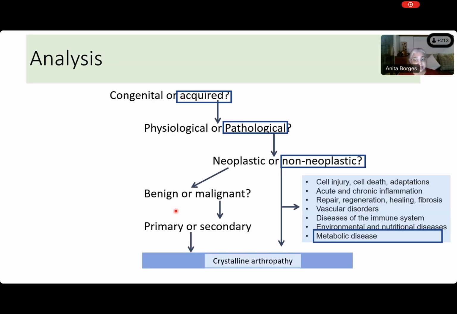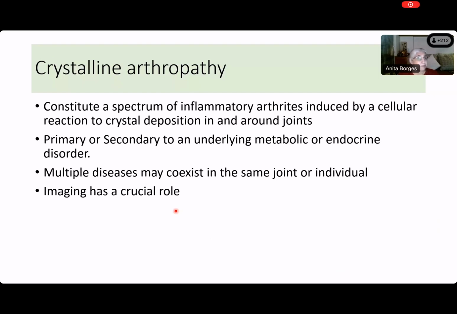It is a crystalline arthropathy, and gout is one of the most common variants of a crystalline arthropathy. So what are these crystalline arthropathies? They constitute a spectrum of inflammatory arthritis induced by a cellular reaction to crystal deposition in and around joints. So it was very important to know that this thing, even on radiology, was not just anywhere. It occurs in and around joints. They can be primary or secondary to an underlying metabolic or endocrine disorder.